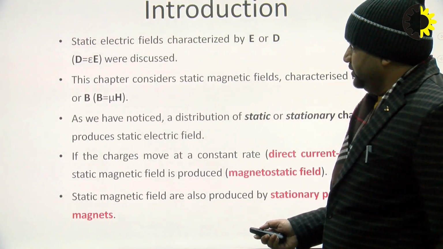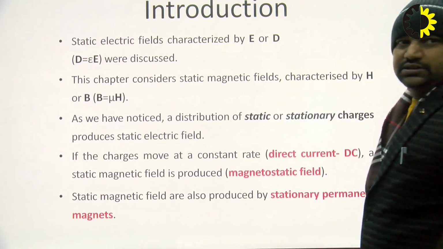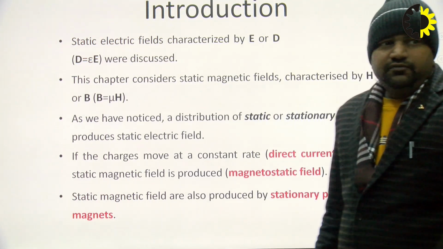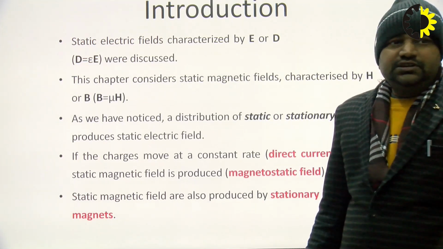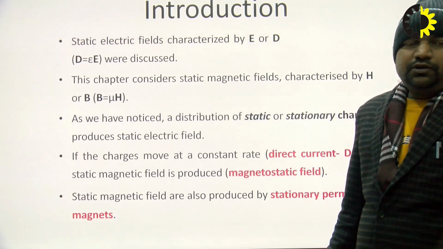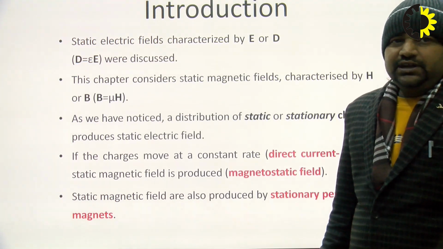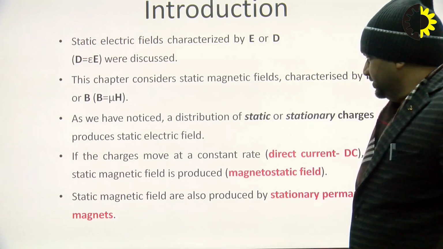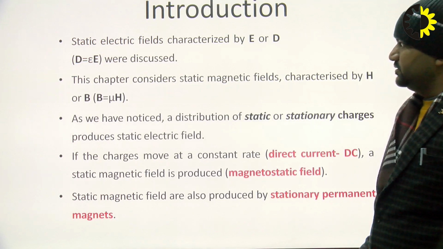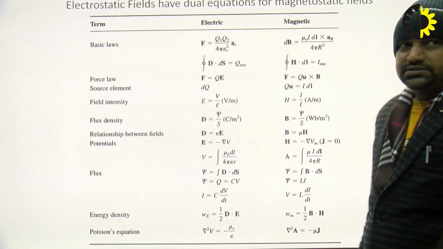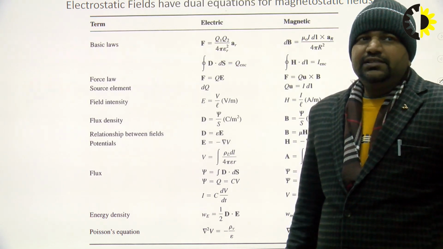In this chapter we note that a static, stationary charge produces a static electric field, and if the charge is moving, we must consider how much force acts in the electric field as well as the magnetic field. Static magnetic fields are also produced by stationary permanent magnets. So these are the basic conditions and laws given on that slide.